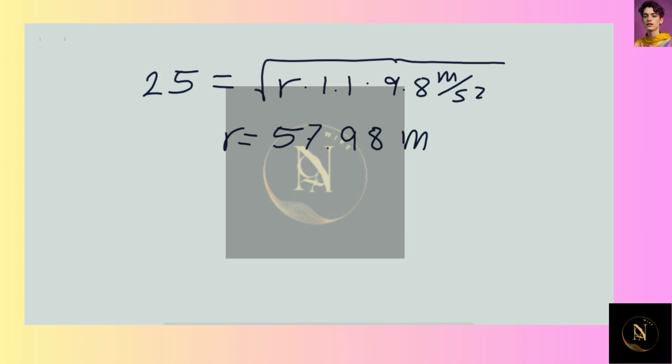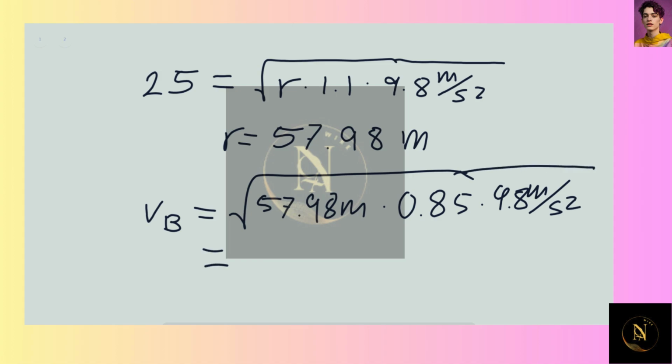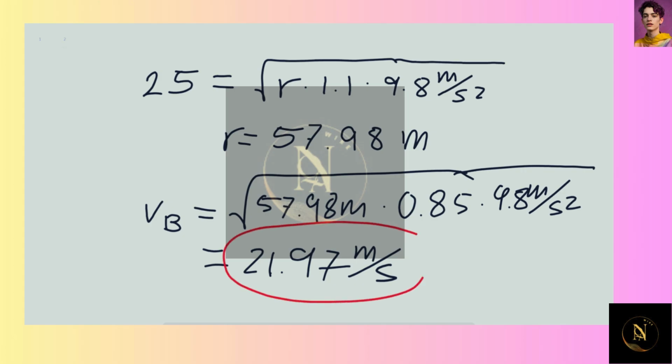Now, all that's left for us to do is plug into that same equation again, this time knowing r, but not knowing our maximum velocity, vb. So that is going to give us vb is equal to the square root of 57.98 meters times 0.85, that's our coefficient of friction, times 9.8 meters per second squared. And that is going to give us 21.97 meters per second, which is the answer to this problem.